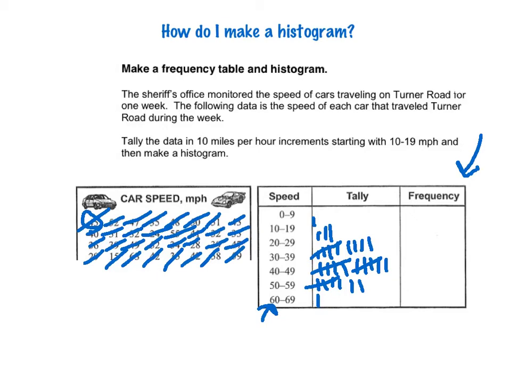So now I have them all tallied, and I'm going to say the frequency for the 10 to 19 is going to be 1 car. Between the 20 to 29 interval, I'm going to have 3. 30 to 39, I'll have 9. 40 to 49, I'll have 11. 50 to 59, 7. And 60 to 69, I'll have 1.